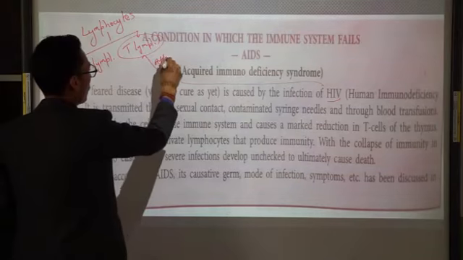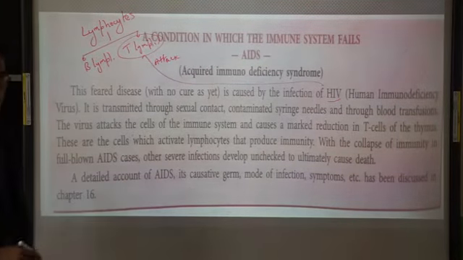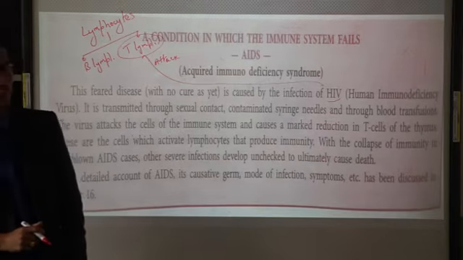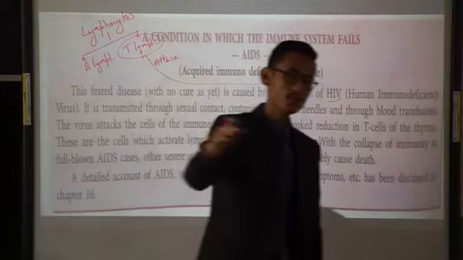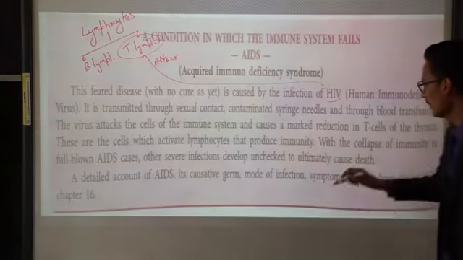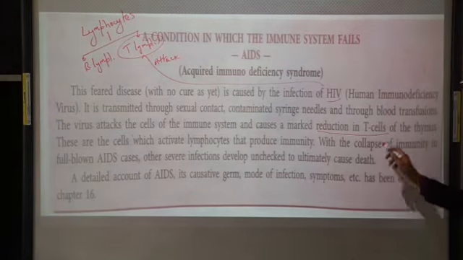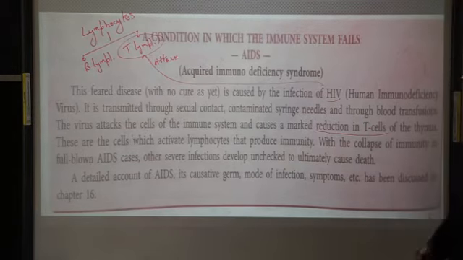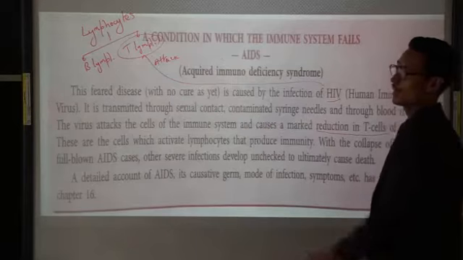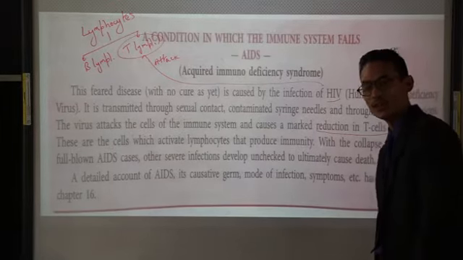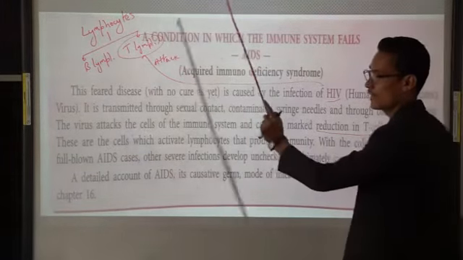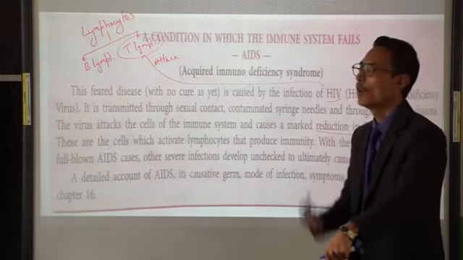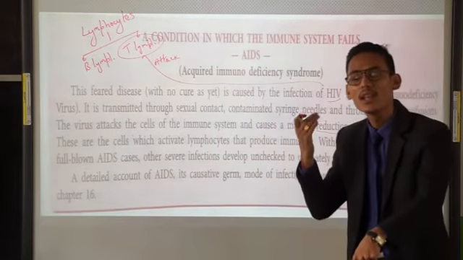Now, when the HIV virus attacks the T lymphocytes, the number of T lymphocytes keeps on decreasing. You can see over here the reduction in T cells. Clear? So the T lymphocytes keep on decreasing in number, and when there are no T lymphocytes, the B lymphocytes cannot produce antibodies. In the absence of T lymphocytes, B lymphocytes will not be able to produce antibodies, and in the absence of antibodies, our body immunity will be very, very weak.